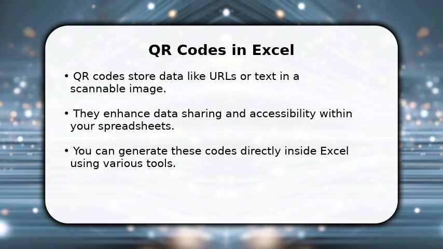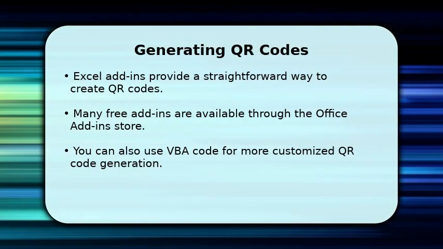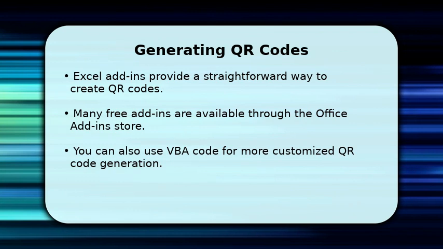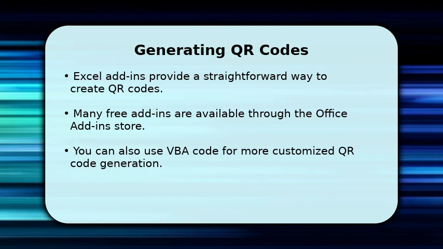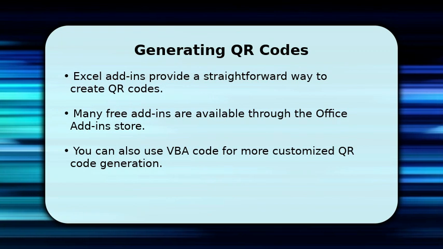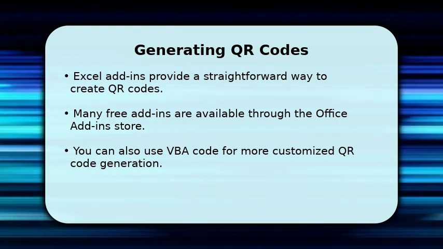information quickly. To generate QR codes, the easiest method is often using an Excel add-in. Simply go to the Insert tab, then Get Add-ins, and search for QR code. You'll find several options, many of which are free. Once installed, these add-ins typically allow you to select a cell or input text, and then generate a scannable QR code image directly into your worksheet. It's a quick and efficient process.